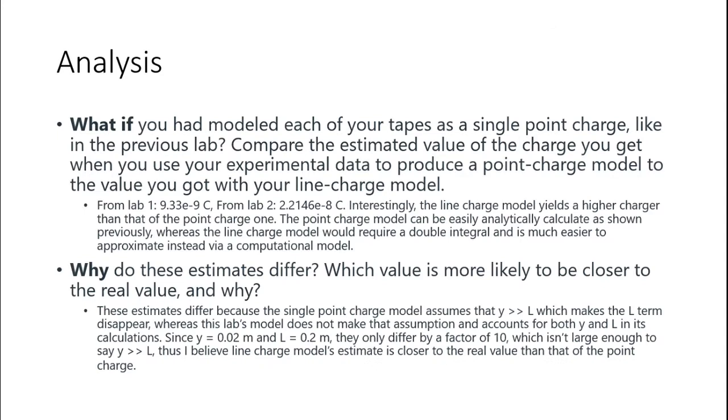I had previously discussed my answers for the first question, and for the second, I thought the differences in estimates were due to the single point charge model assuming the separation distance y is much greater than the length of the tape L, which allows L to disappear in its calculations, whereas the line charge model does not make that critical assumption and accounts for both variables in its calculations. Since the difference between y and L is just a factor of 10, that is not large enough to confidently make that assumption. Therefore, I believe that the line charge model is closer to the real value than that of the point charge.